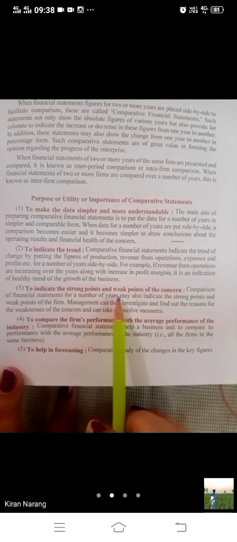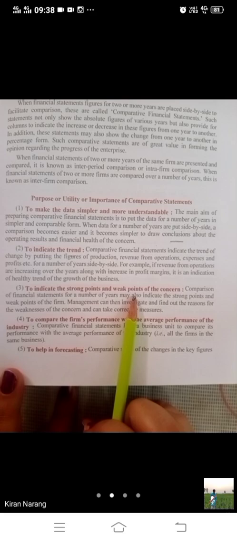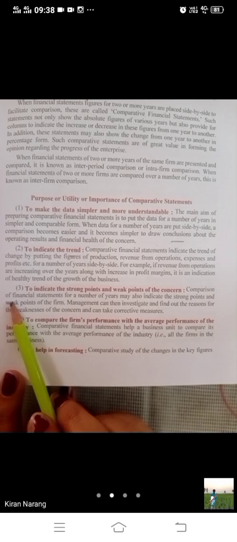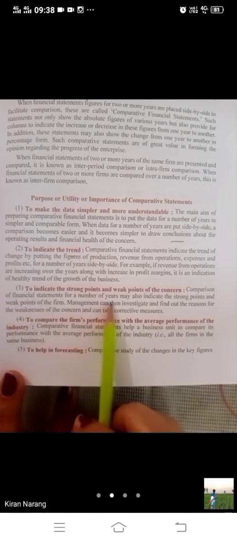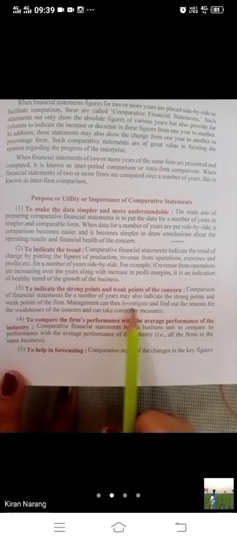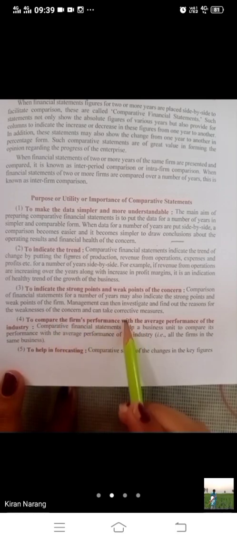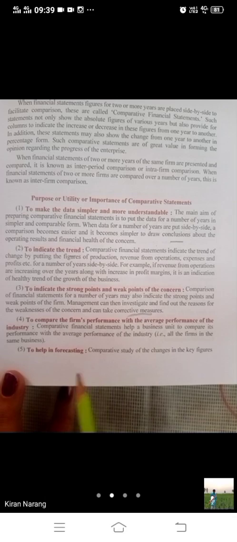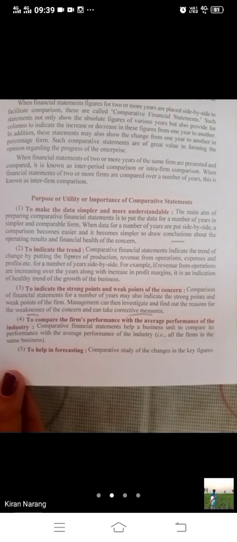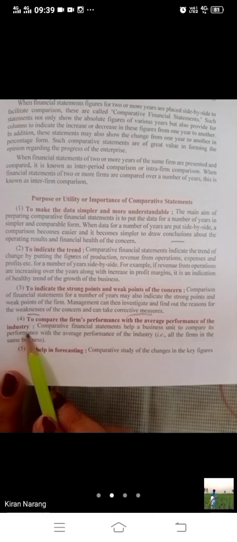To indicate the strong points and weaknesses of the business, we just want to know the strong points, where it has increased and where it has decreased. Comparison of financial statements for a number of years may also indicate the strong points and weak points of the firm. Management can then investigate and find out the reason for the weakness of the concern and can take corrective action. It will help the management to know the weaknesses of their business and to take the corrective action.